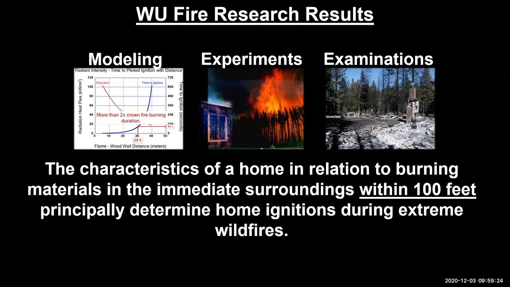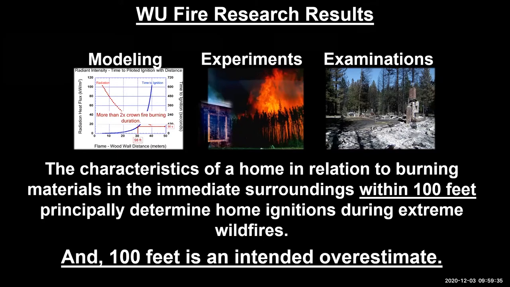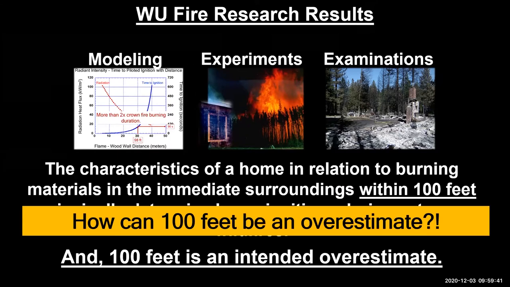And the results were that the characteristics of a home in relation to burning materials in its surroundings within 100 feet principally determine home ignitions during wildfires. And that 100 feet was an intended overestimate. Well, how can 100 feet be an overestimate?